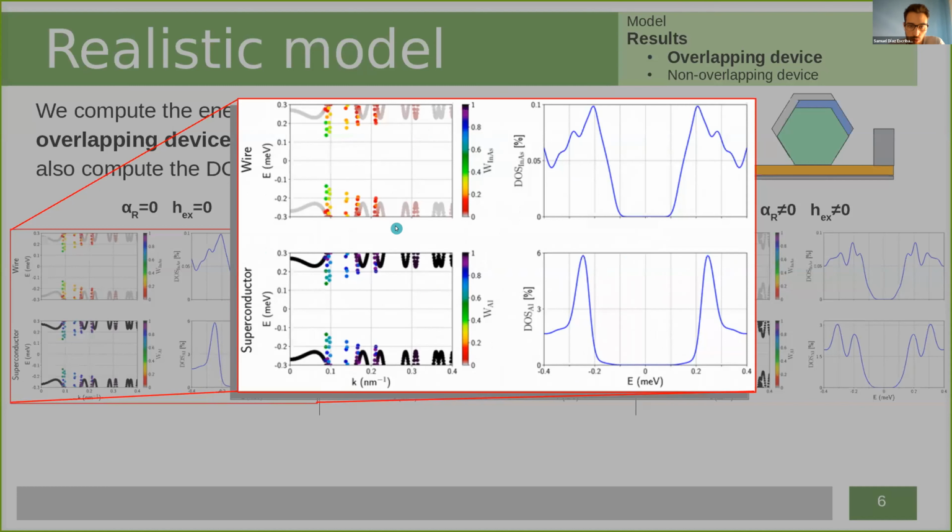So in these 2 plots, we plot the same energy spectrum, which is the energy versus k_z, the momentum along the wire direction. With colors, we show the weight of the wave function in a certain region, in this case in the superconductor, and in the top panel in the wire. So here black means that the wave function is completely localized in the wire in this case, or here in the superconductor. On the right, we show the density of states corresponding to the plots on the left.